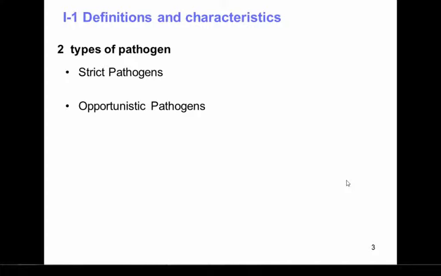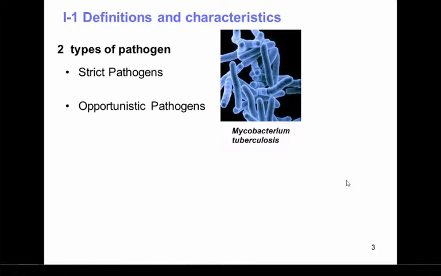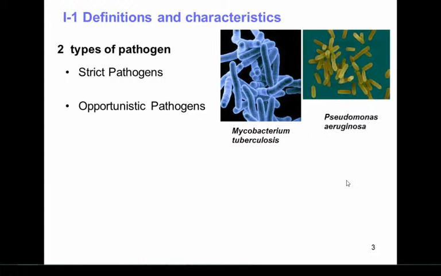Now, strict pathogens only cause disease. You can only find them in the context of people who are getting sick. Whereas opportunistic pathogens, most often they don't cause disease. They have another mode of life and from time to time can cause disease. Okay, so for example, Mycobacterium tuberculosis is a strict pathogen. It can only grow in humans. And in people, it is always associated with pathology. An opportunistic pathogen, for example, Pseudomonas aeruginosa.